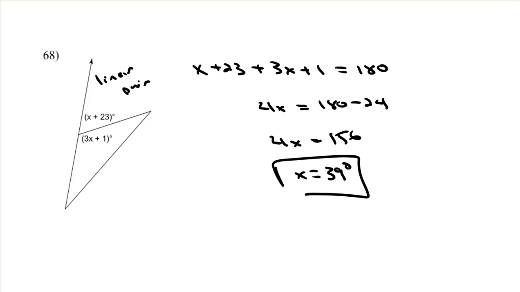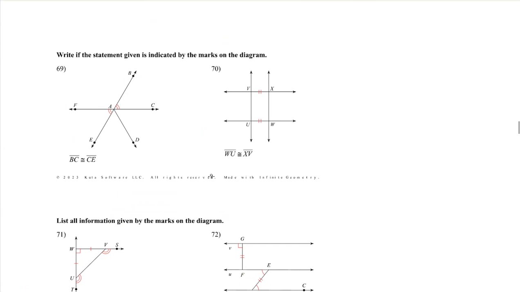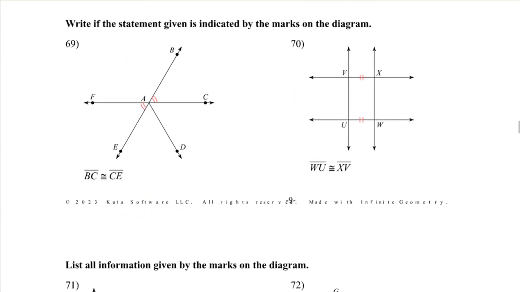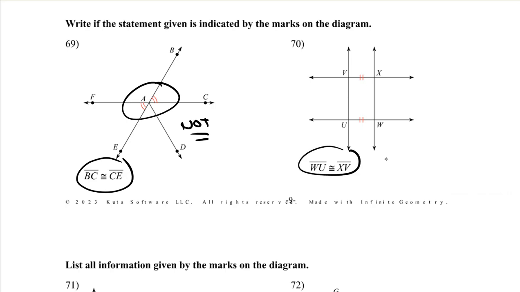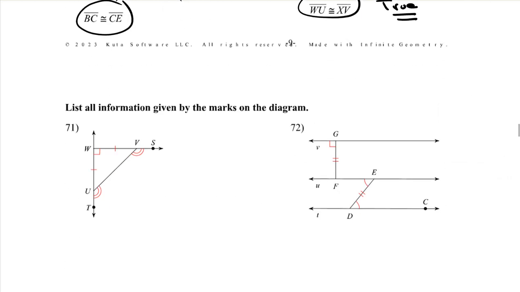Good. And then down here, just a couple of these strange ones. Write the statement. Write if the given statement is true. So this is talking about sides. This is talking about angles. So not true. That's easy. This is saying that WU is congruent. That's true. That's how you write the statement. So that's true is what I would say. It's almost like these are true-false questions, which is all I'm looking for there.